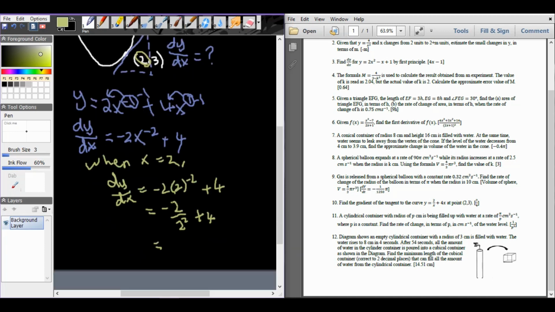So 2 squared is 4, 2 over 4, so we will have 1 over 2 plus 4. So the answer is 7 over 4.